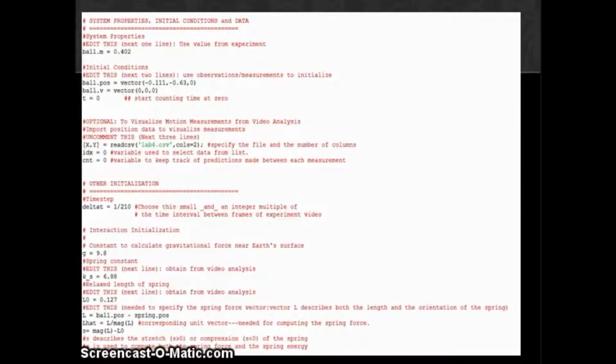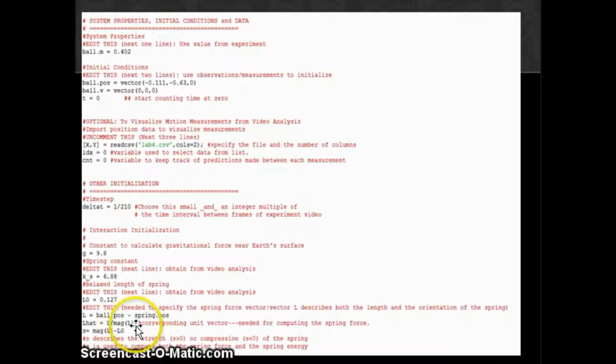Our system in this lab was the mass, the spring, and Earth, and I'll explain later why the Earth was in our system. Here we just plugged in the initial position data from Tracker. We knew the velocity was 0 before Dr. Greco let it loose. Here we instruct Python to read the CSV file that we saved with the Tracker data. Here is our time step, which we were instructed to set as 1/210. Our gravitational constant is g. Our spring stiffness we calculated as 6.88 and relaxed length as 0.127.